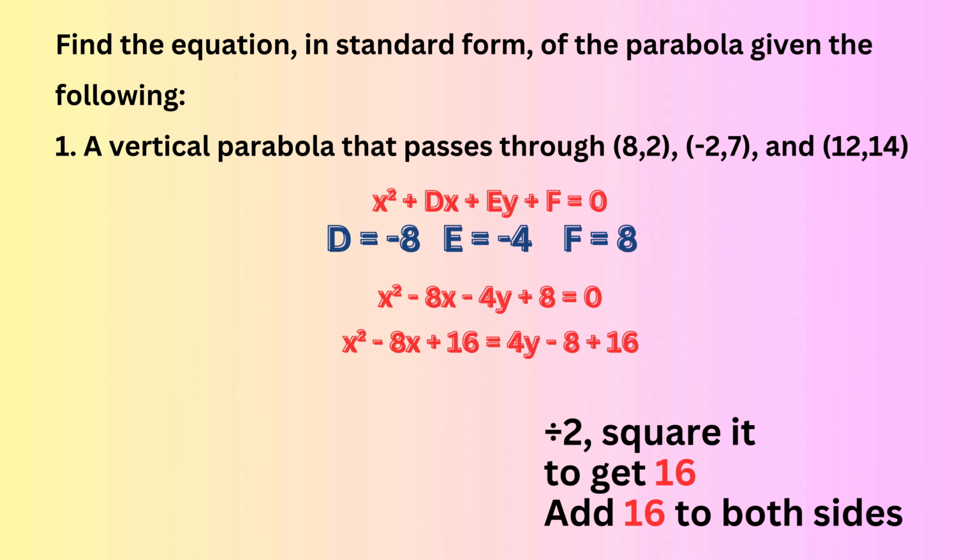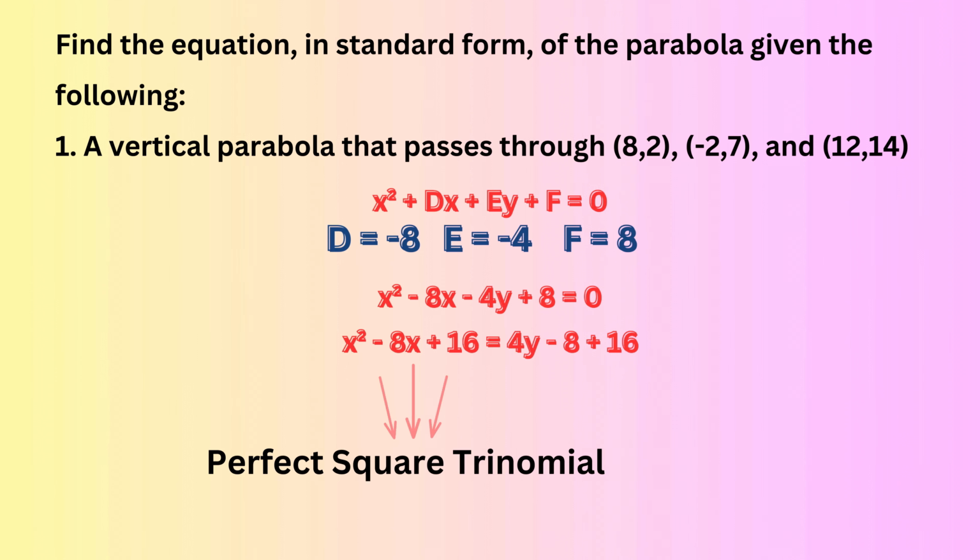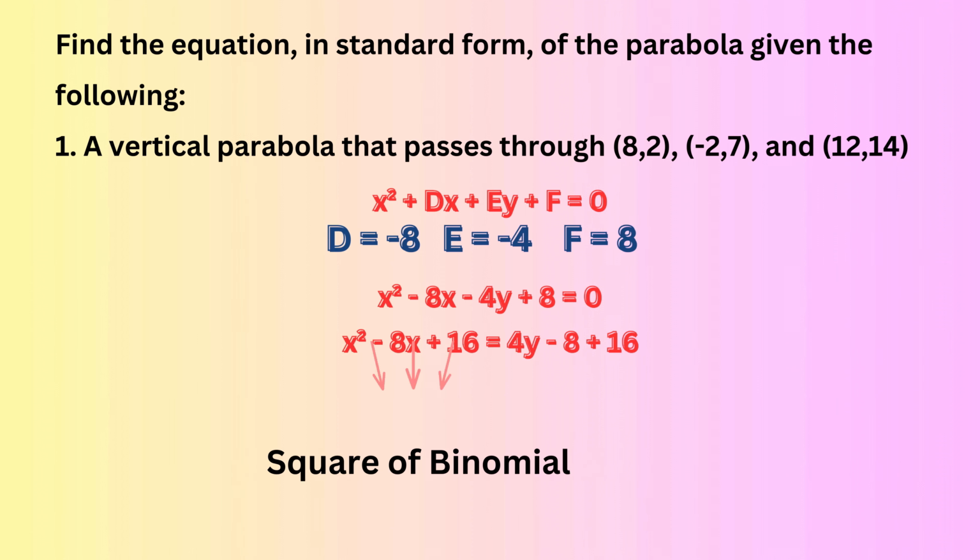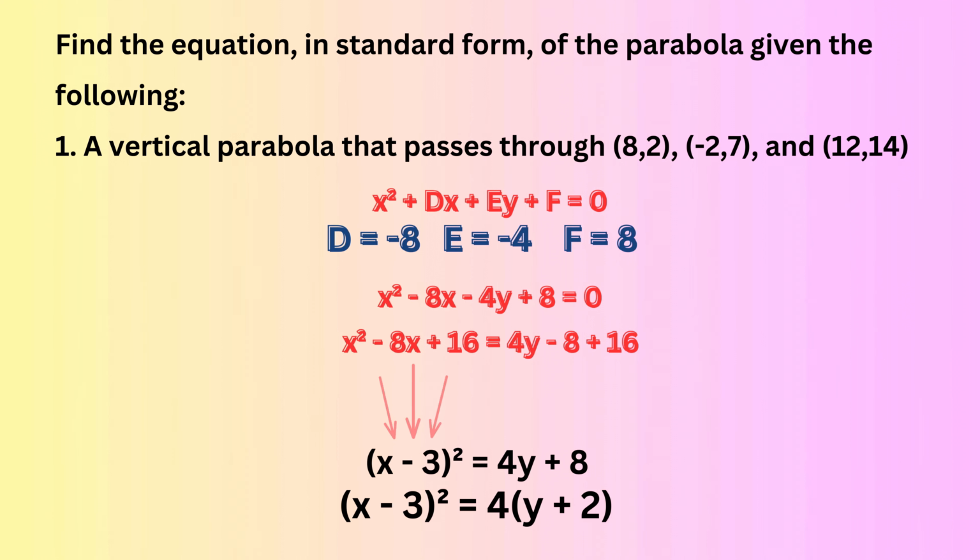Our left side of the equation becomes a perfect square trinomial. We can rewrite it into a square of binomial, so that we have x minus 4 squared. Simplify the right side of the equation so that we have 4y plus 8. Then factor out the coefficient of y, which is 4, and when we say factor out, it means we put it outside the parenthesis, and divide the terms 4y and 8 by 4, so that we have 4 times y plus 2 on the right side of the equation.